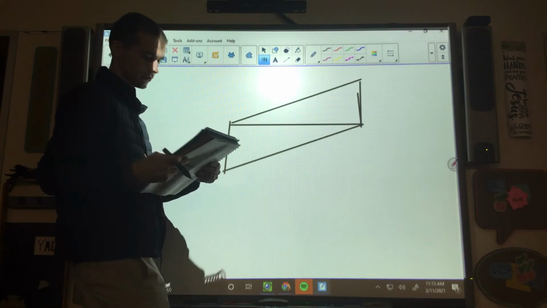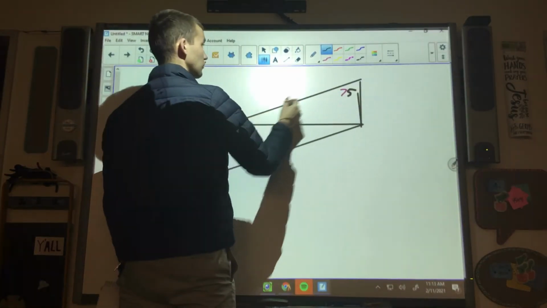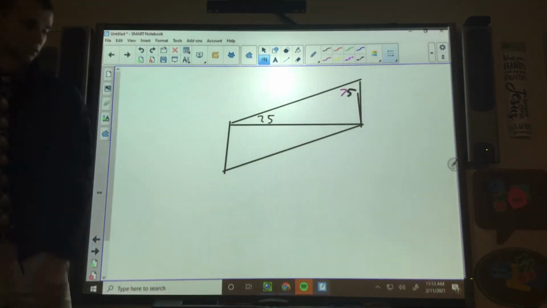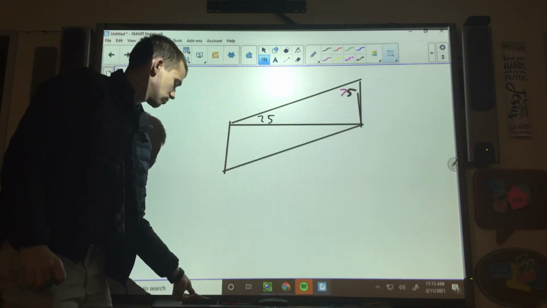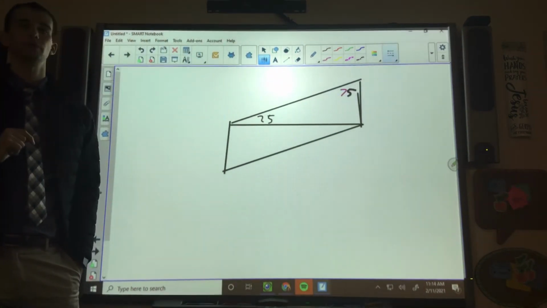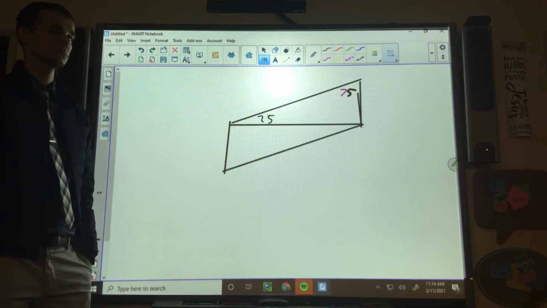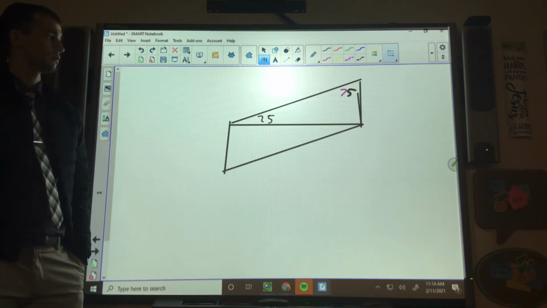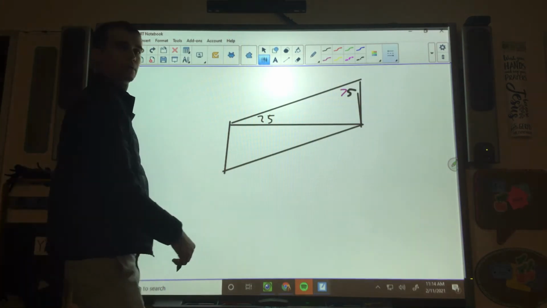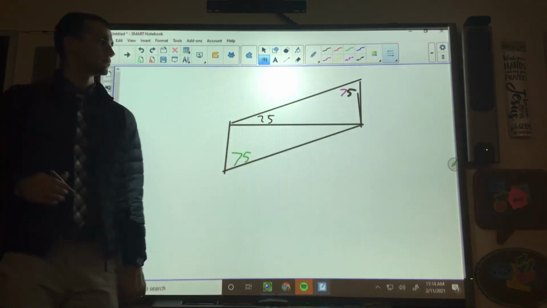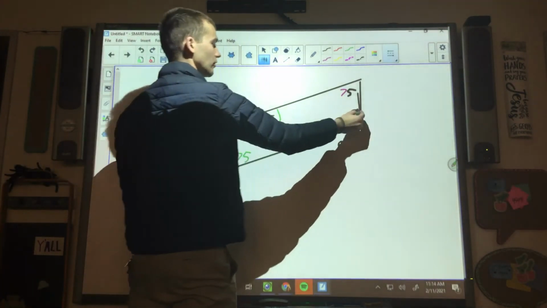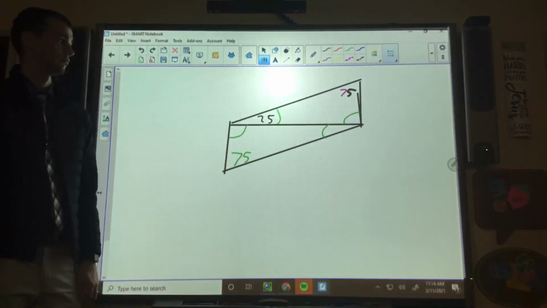Alright, so we've got 75 and 25. So we already know at least one more angle. What other angle do we know in here? We know what F is. This one is what? 75. Yep. Okay, can anybody tell me how we figure out one more, because we've got this angle, this angle, this angle, and this one angle.